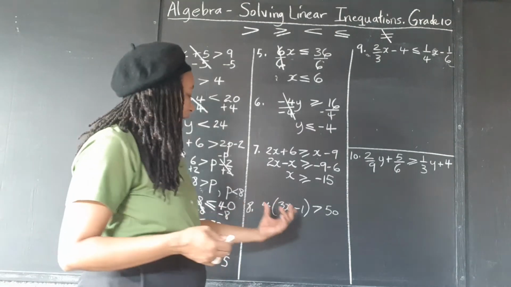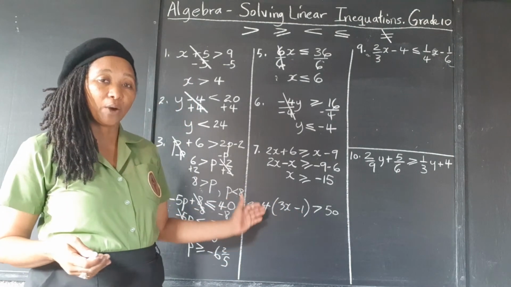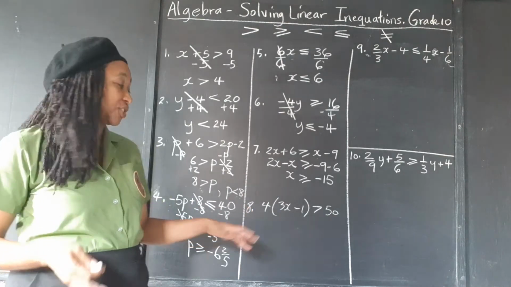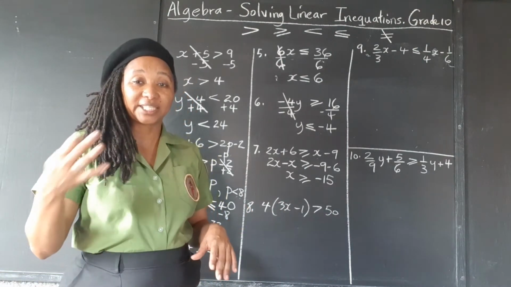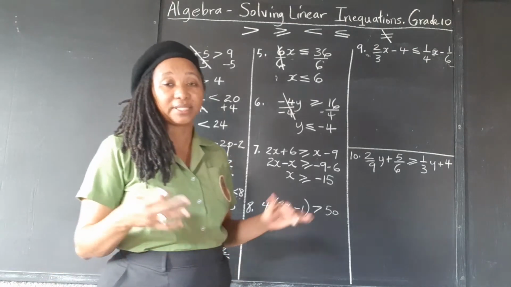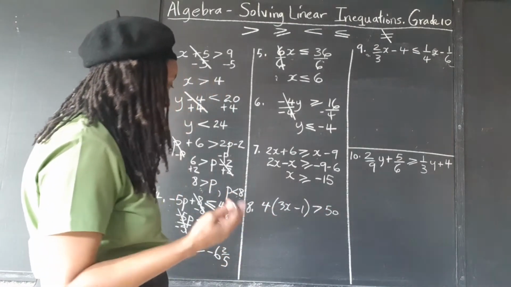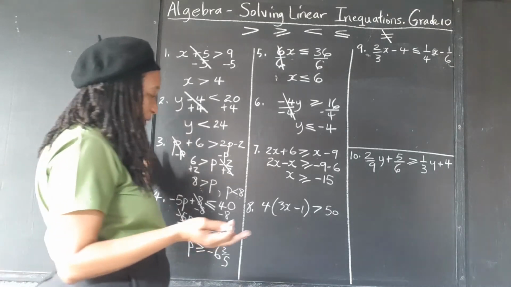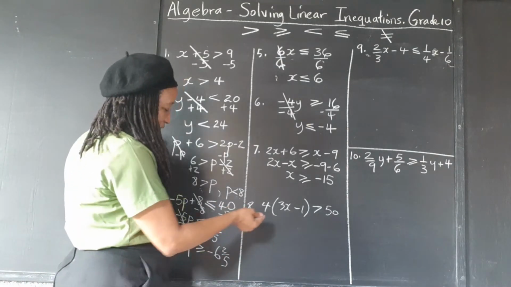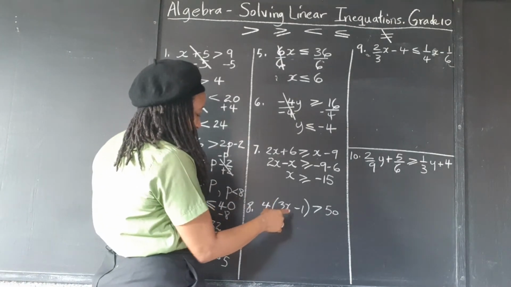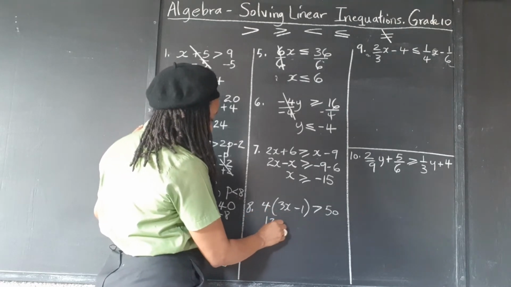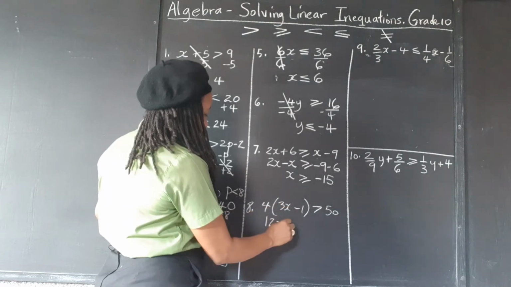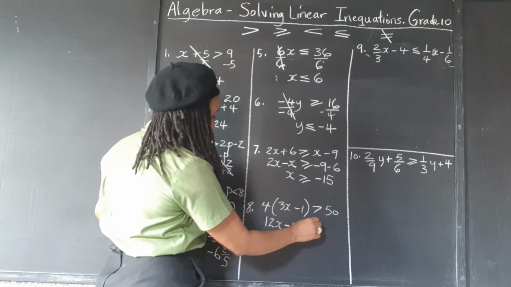Now we have a bracket, and we have a number in front of the bracket. So that tells us we should be using the distributive law to expand the bracket, and then we're going to simplify if we need to. Well, it's only going to be one term, so we don't need to simplify. We're expanding the bracket using the distributive law. 4 times 3x, that's 12x. 4 times negative 1, negative 4.